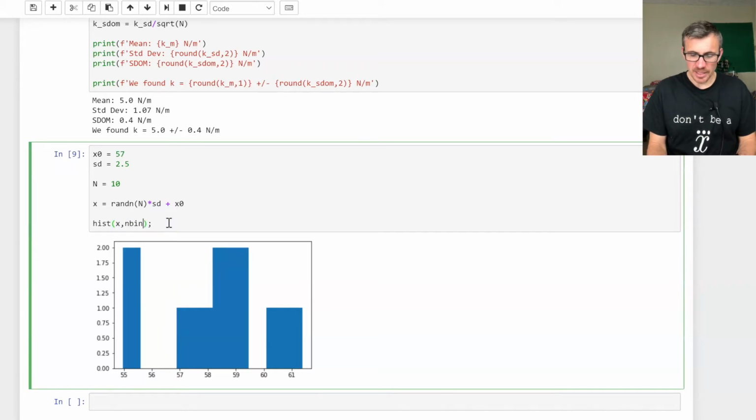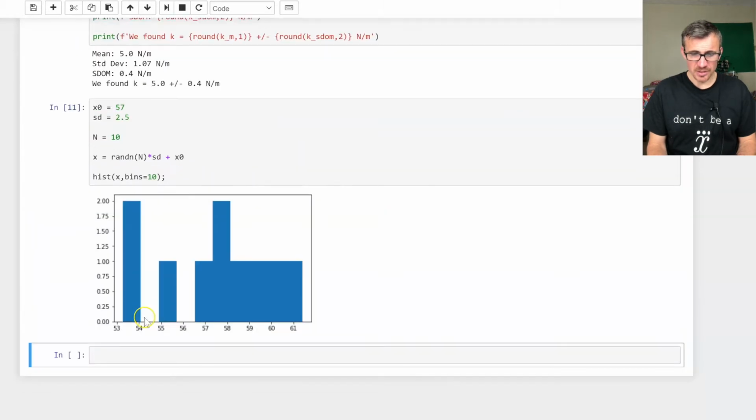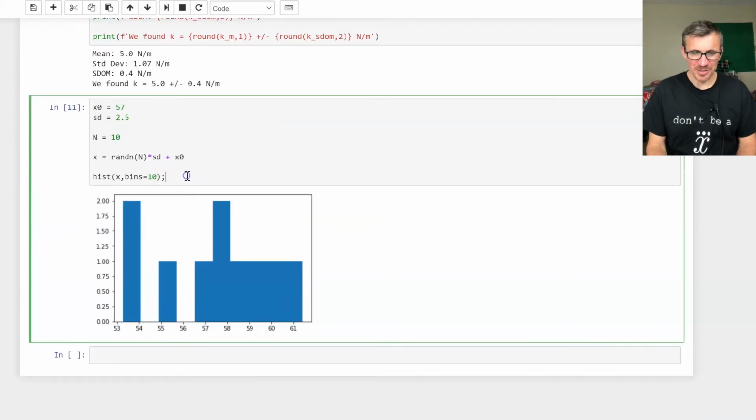So let's say the number of bins is equal to 10. I want to make 10 bins. Oops, it just turns out I don't know how to program in Python. It's called bins, not n bins. Okay, and that's our histogram.